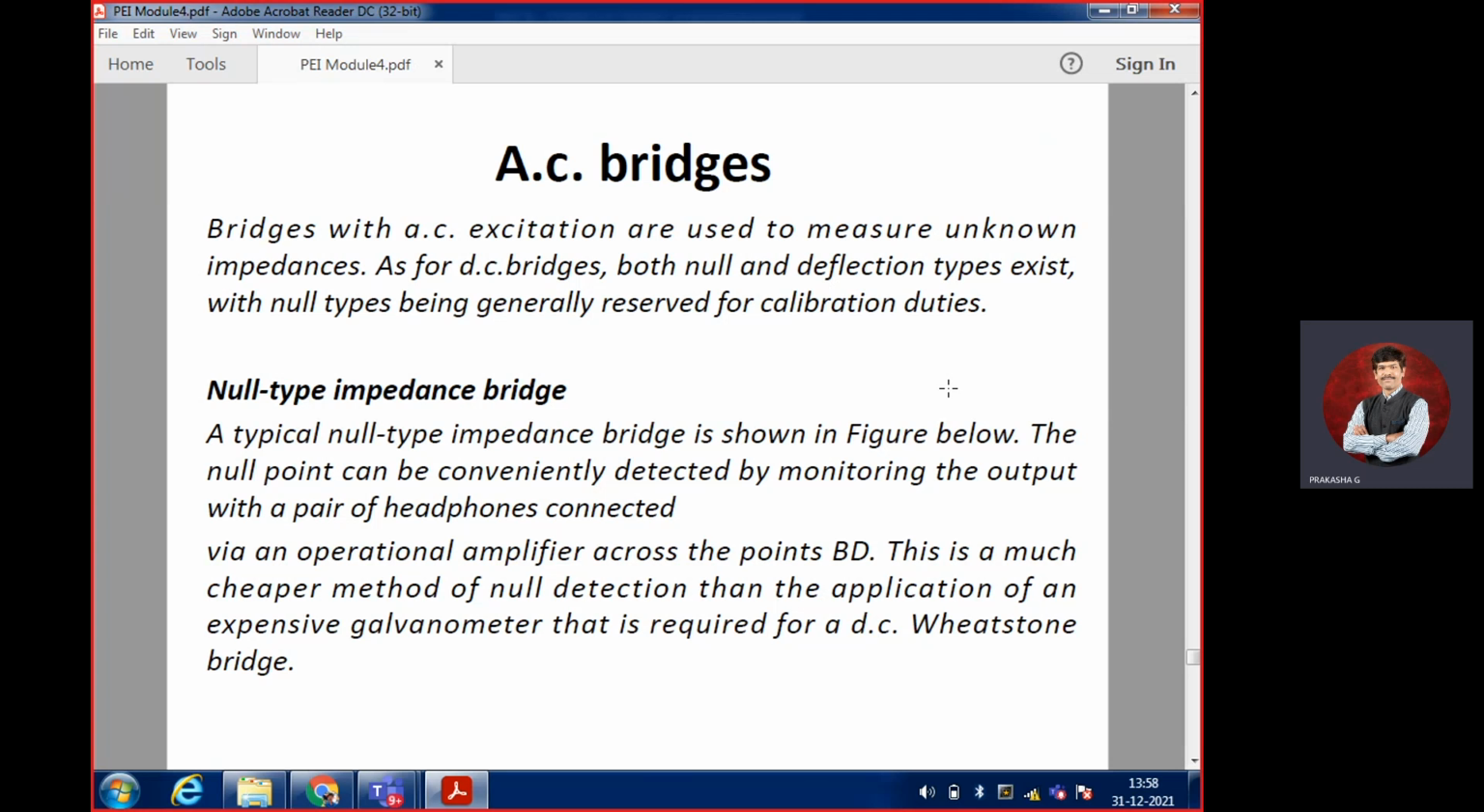Bridges with AC excitation are used to measure unknown impedances. As with DC bridges, both null and deflection types exist, with null types being generally reserved for calibration duties. Generally, what is the purpose? Whenever you want to calibrate, I was repeatedly telling you, the device should be calibrated, the equipment should be calibrated, otherwise you will not get the proper output.